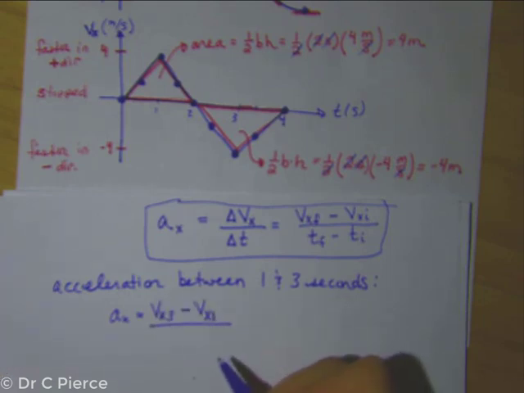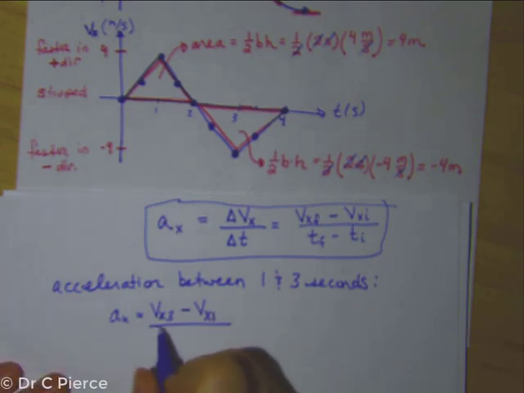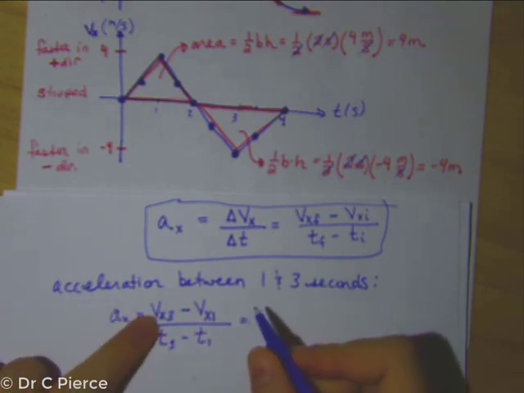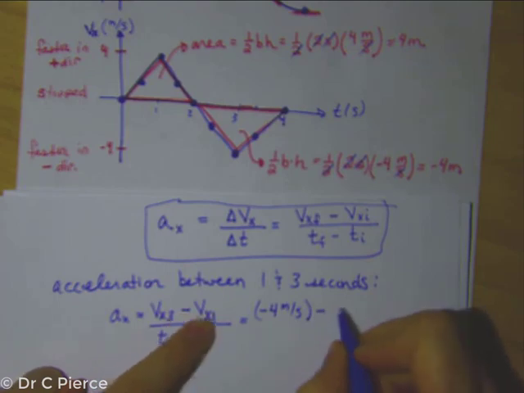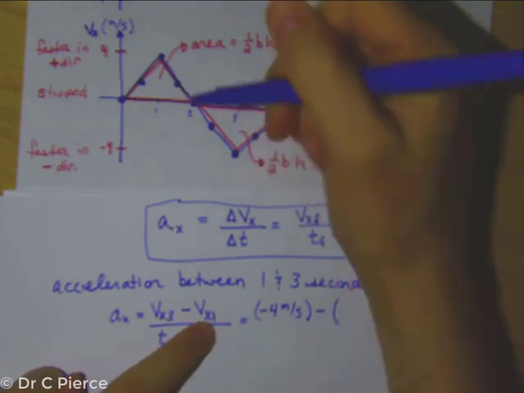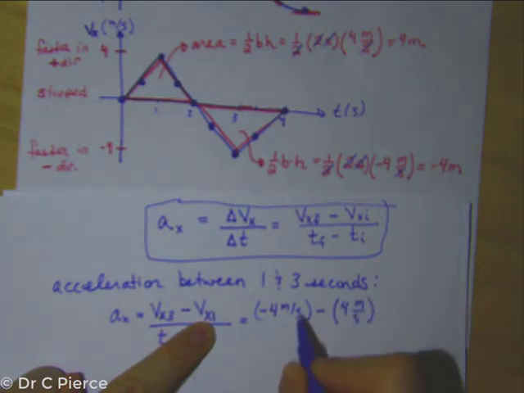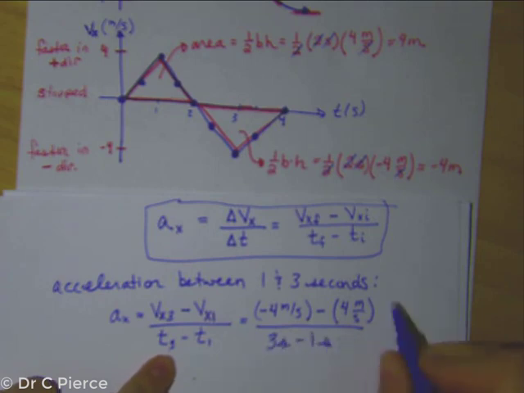And those subscripts are my choice. They're my note to myself. If you wanted to keep the f and the i, that's fine. Minus my stopwatch reading at 3 seconds, minus my stopwatch reading at 1 second. So my velocity at time 3 was -4 meters per second, minus my velocity at 1 second, and that was +4, divided by 3 seconds minus 1 second.